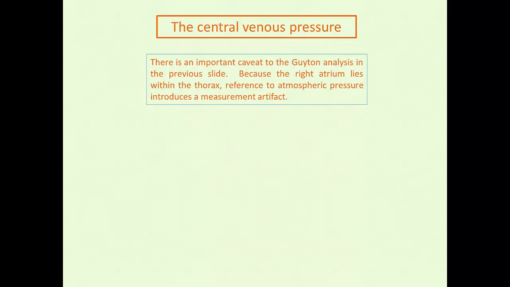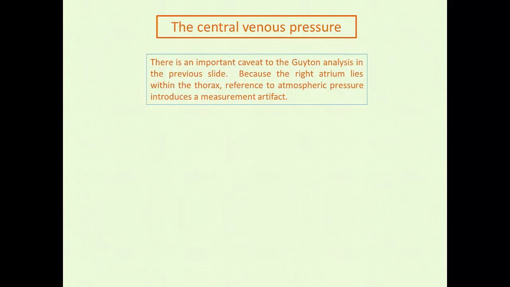So there's a very important caveat to the Guyton analysis that we just looked at in the previous slide. The right atrium is not exposed to atmospheric pressure. On the Guyton analysis, the pressure that you're measuring, the CVP or the right atrial pressure, is presumed to be the true transmural pressure, which is not necessarily true when you place the right atrium into the thorax, because the thorax is slightly subatmospheric. So you have to realize that there's a difference between what you're measuring from the CVP catheter and what the true stress on the right atrial and right ventricular wall is.